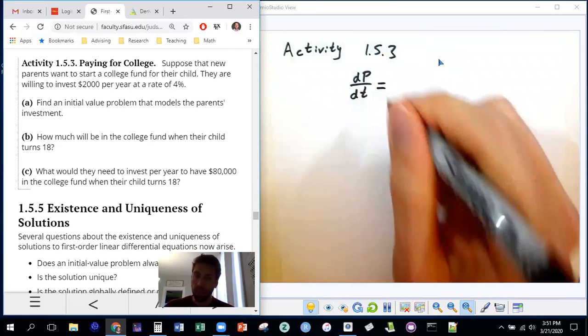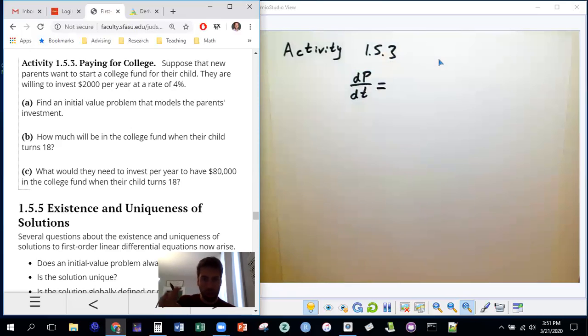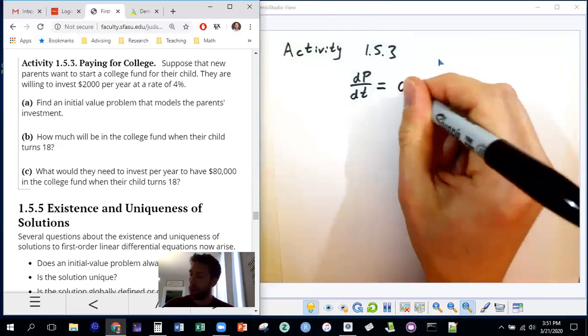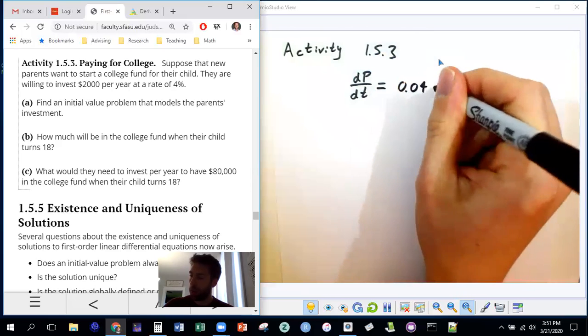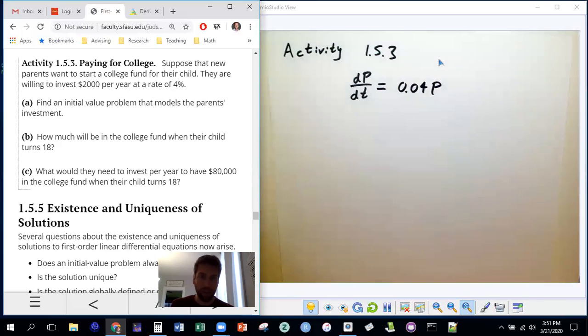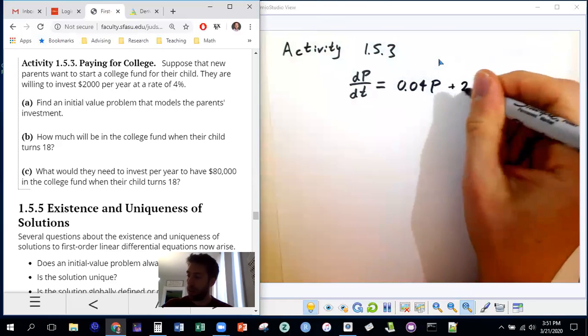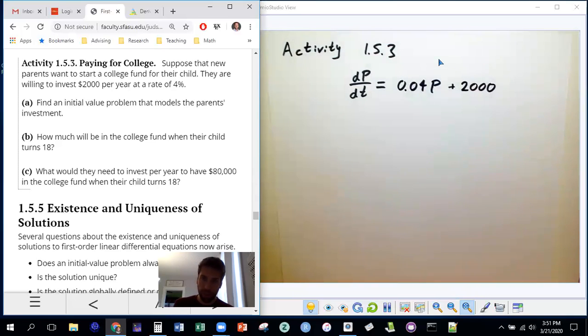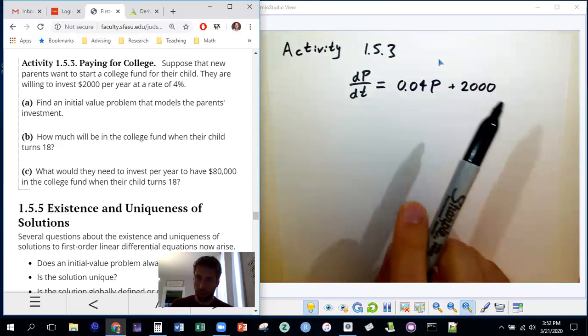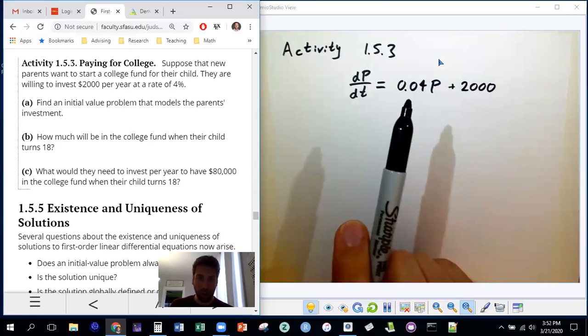Well, if this were 0, then the money would stay completely constant. If it's positive, the money is increasing. If it's negative, the money is decreasing. So here, they're adding 4%, the 4% interest rate, so that's 0.04 times P. And they're also contributing $2,000 per year, so plus 2,000. So each year, the amount goes up 2,000, and 4% of what it already was.